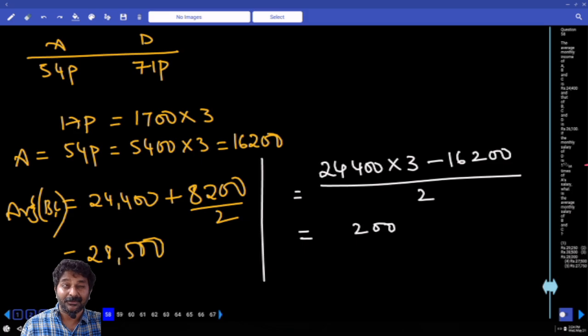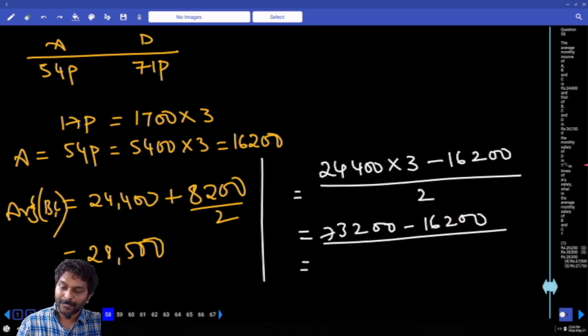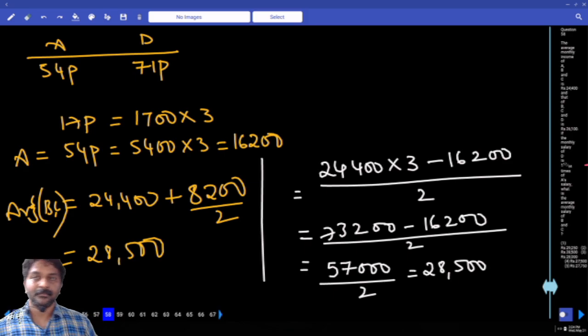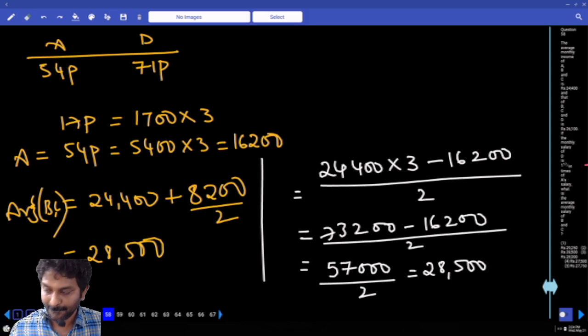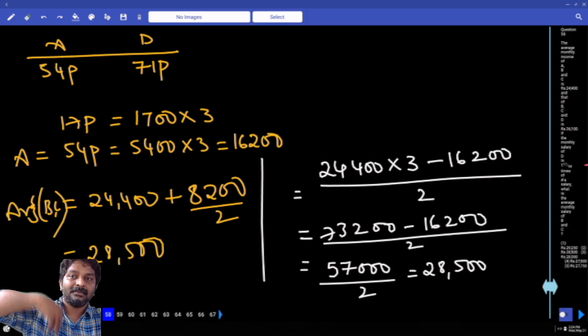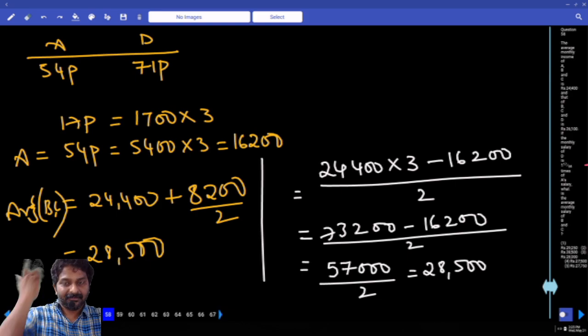2 times 1 carry 2, 4; 3 times 2 is 6 plus 1, 7; 3 minus 16,200. 200 gets cancelled. This is 57,000 by 2, 28,500. So that's the other way. If A is going out with more money, what will happen to our average? Will decrease. If A is going out with less money, what will happen to our average? Will increase.